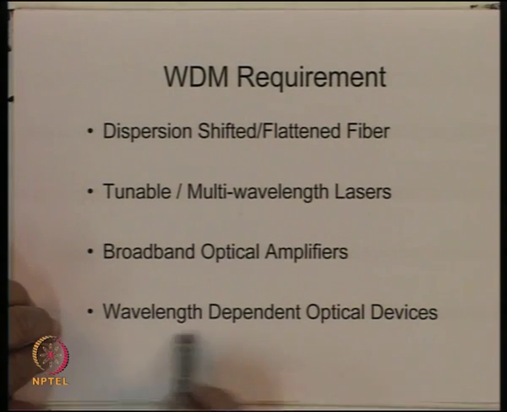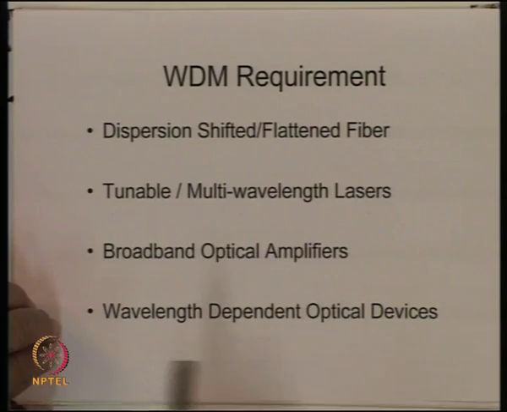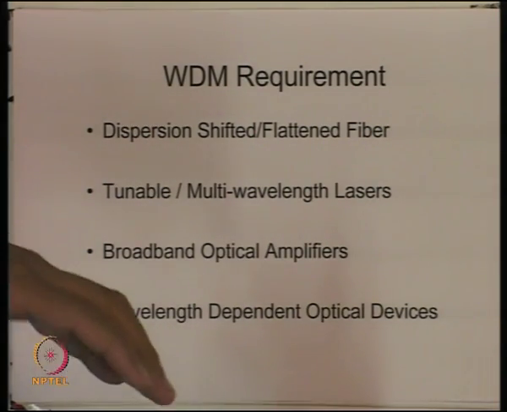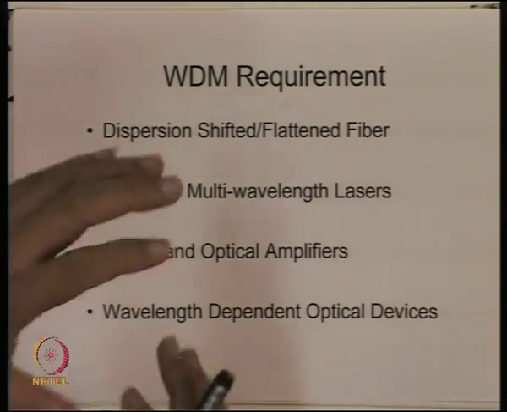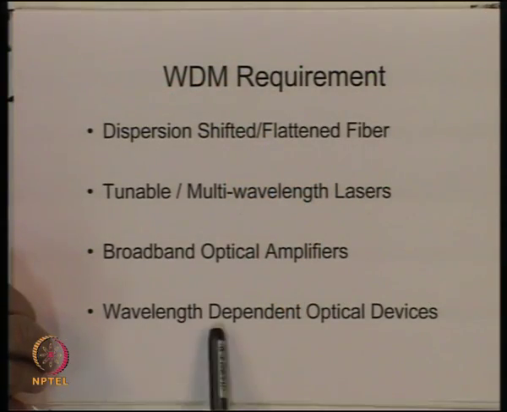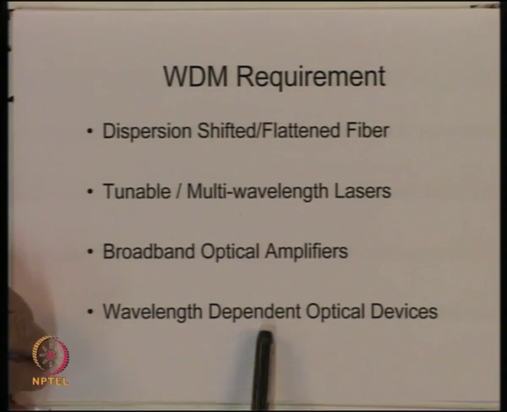And then we require a large number of wavelength dependent optical devices. For example, we may require a wavelength filter, or a wavelength dependent switch, or a wavelength dependent reflector, so that proper wavelengths are guided, routed, reflected. All those things can be done on specific wavelengths. So essentially for a WDM network as a whole, we require a large number of wavelength dependent optical devices.